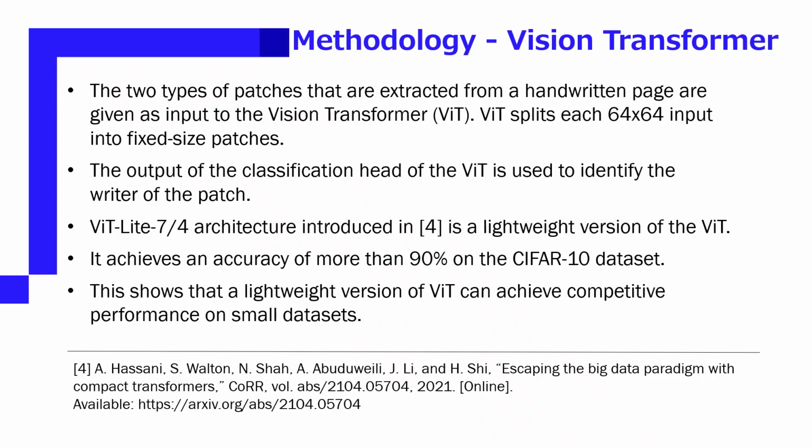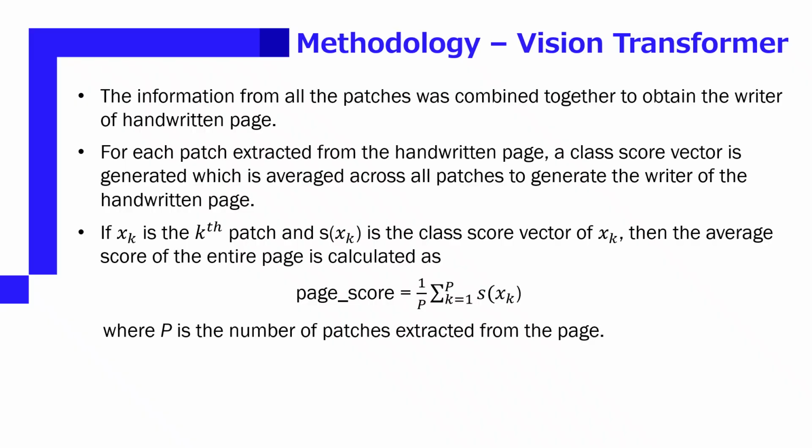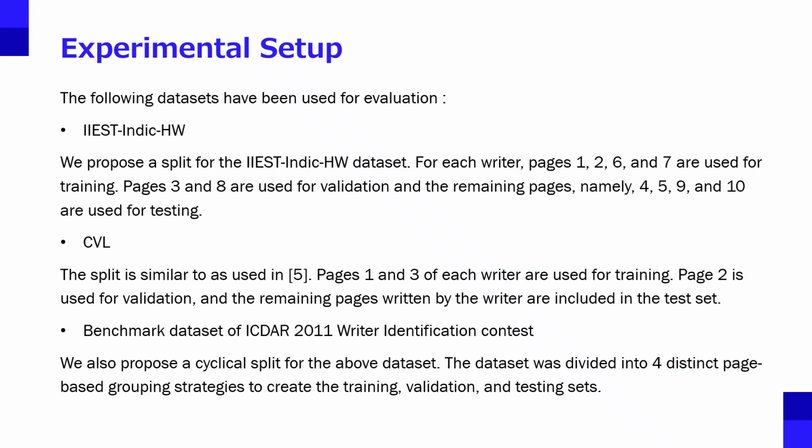Now, these two types of patches are given as input to a vision transformer. For each patch, a class score vector is generated, which is averaged across all the patches. This gives us the writer of the handwritten page. We propose a split for the IIEST-Indic-HW dataset. The split for the CVL database is already available, and we propose a cyclical split for the IGDA 2011 dataset.